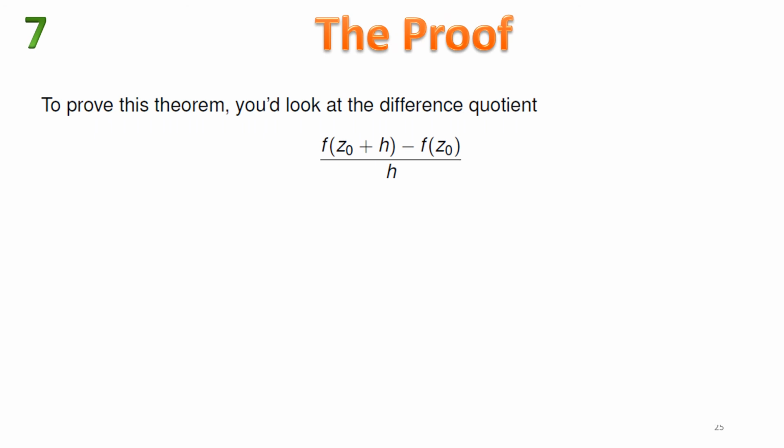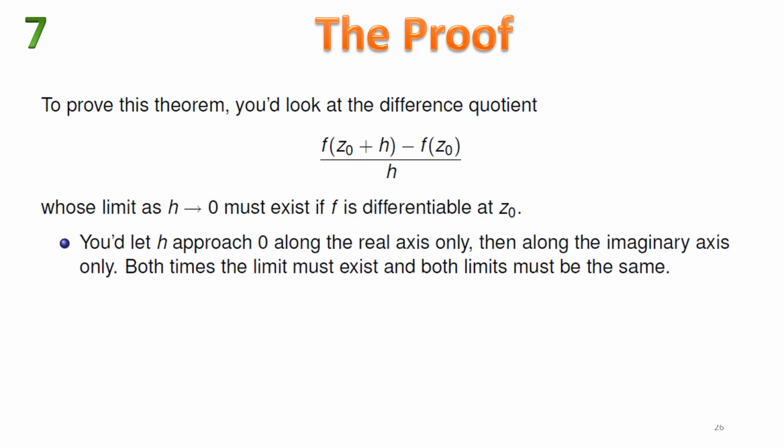To prove this theorem, let us look at the quantity f of z0 plus h minus f of z0 upon h. When this h is approaching 0, then this quantity must exist. Then we call that function differentiable at z0. Now the question is how h approaches 0, whether it is approaching along the real axis only, or you can imagine that it is approaching 0 only along the imaginary axis.